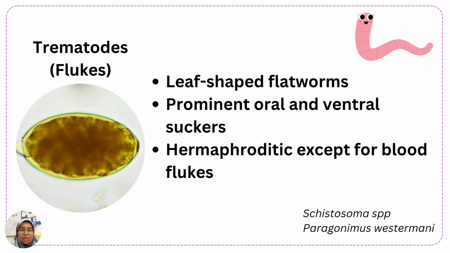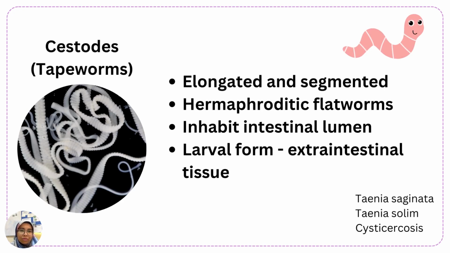Now, the next one is trematodes. Trematodes are also called flukes. They are flatworms, but they are shaped like a leaf. They have prominent oral and ventral suckers, so they have a place to suck blood. They are hermaphroditic except for blood flukes. And these trematodes include Schistosoma species and Paragonimus westermani.